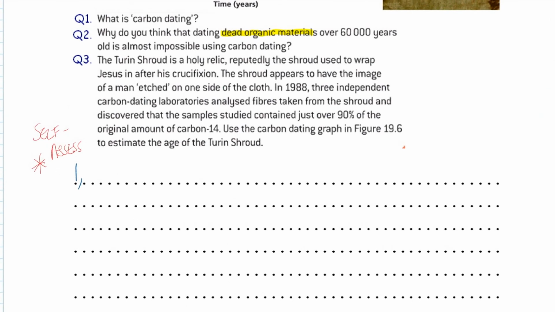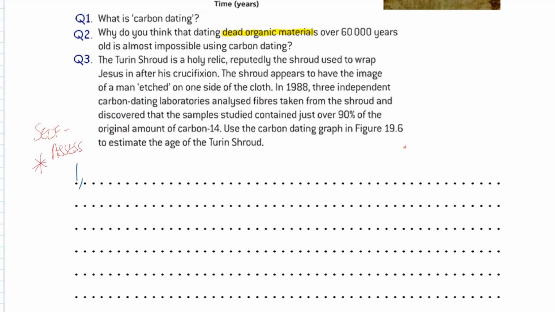Question 3. The Turin shroud is a holy relic. Reputedly, the shroud used to wrap Jesus in after his crucifixion. The shroud appears to have the image of a man etched on one side of the cloth. In 1988, 3 independent carbon dating labs analysed fibres taken from the shroud and discovered that the sample studied contained just over 90% of the original amount of carbon-14. Use the graph to estimate the age of the shroud.